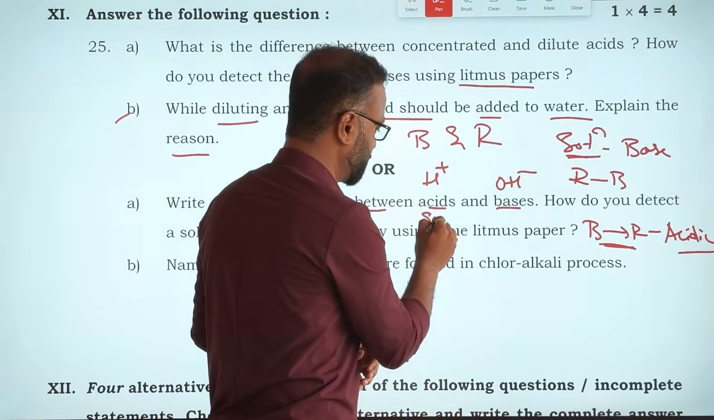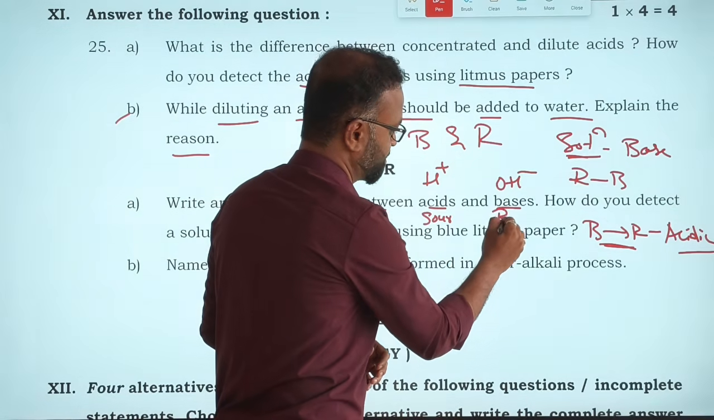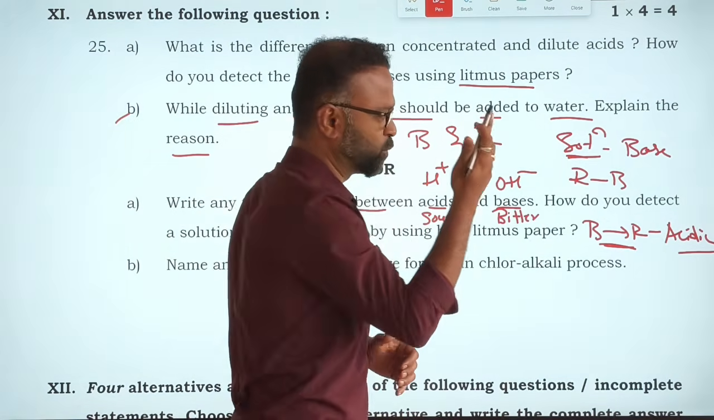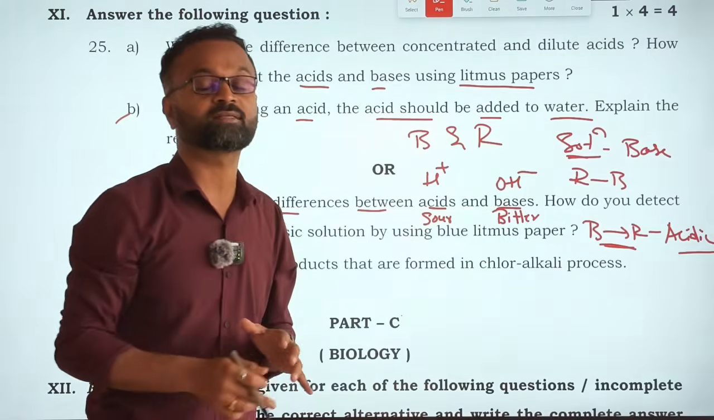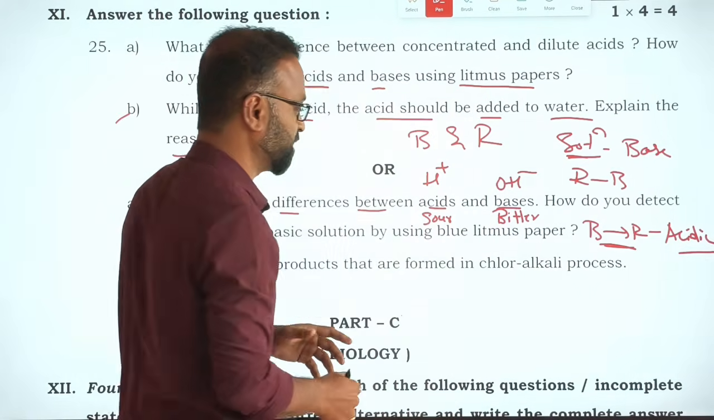Acids are sour to taste, bases are bitter to taste. Very simple, two differences. Now here there is an interesting question. So many of them will get confused.